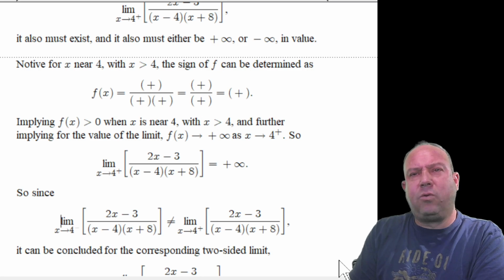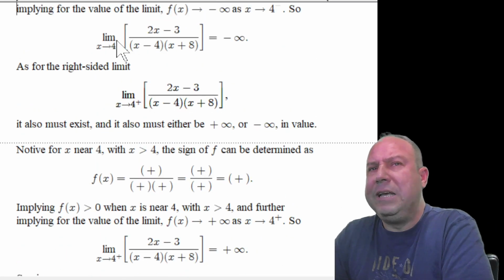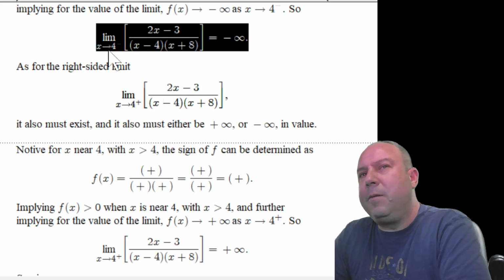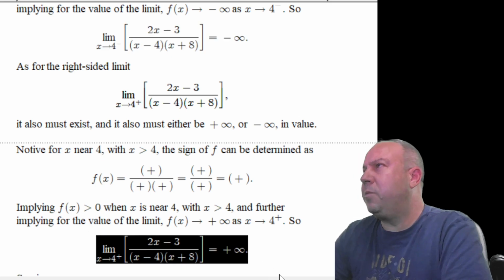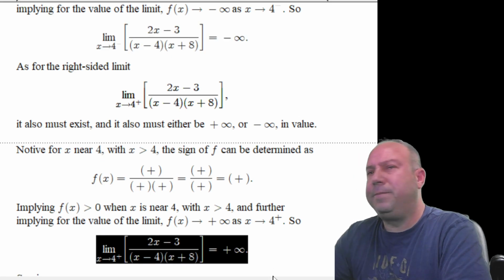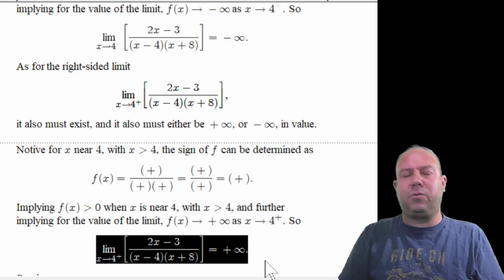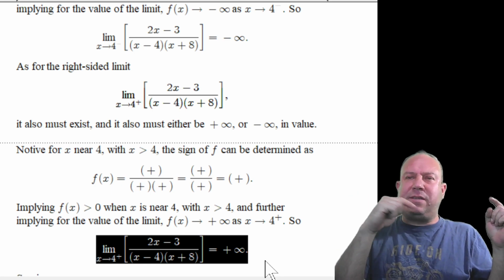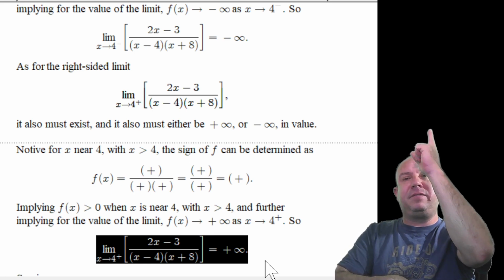So what must be true? Well, here we have the two we can see side by side. The approach from the left is negative infinity. The approach from the right is positive infinity. So what does that mean for the two-sided approach? The left-hand approach heads down to negative infinity. The right-hand approach heads up to positive infinity.